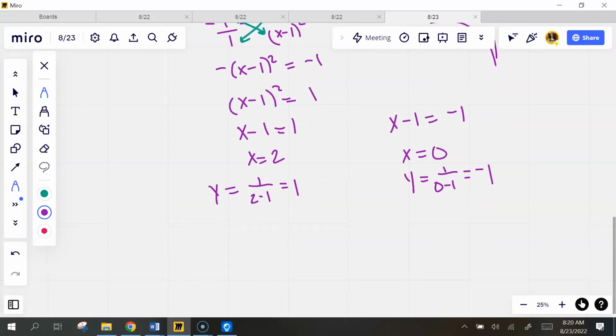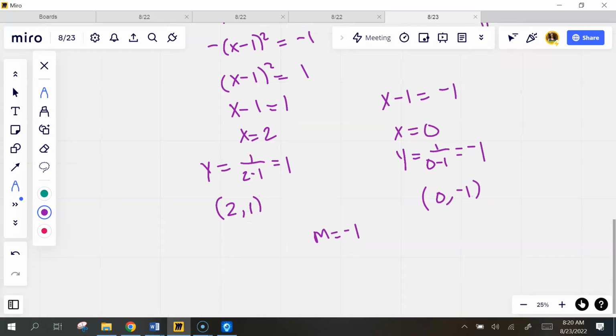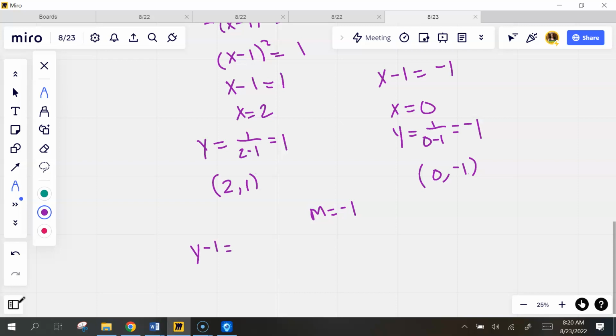So these 2 points, (2, 1) and (0, negative 1). What was my slope again? Negative 1. That was given to me in the beginning. So I have 2 different equations that I'm writing for 2 different tan lines. Both of them have slopes of negative 1. Y minus 1 equals negative 1 times x minus 2. And y plus 1 equals negative 1 times x. X minus 0 is, of course, just x. Does that make sense?